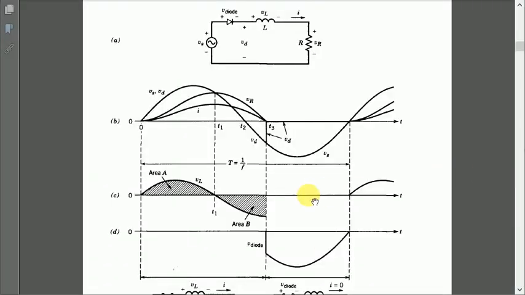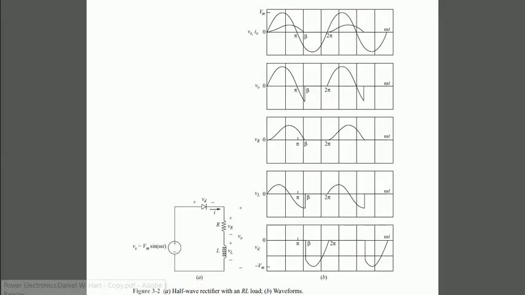So you can see the waveforms again more clearly over here. The same waveforms have been represented in a slightly different way in Daniel Hart's book, but the main theme is the same. In this case, some of the students may find this representation a bit easier to understand.